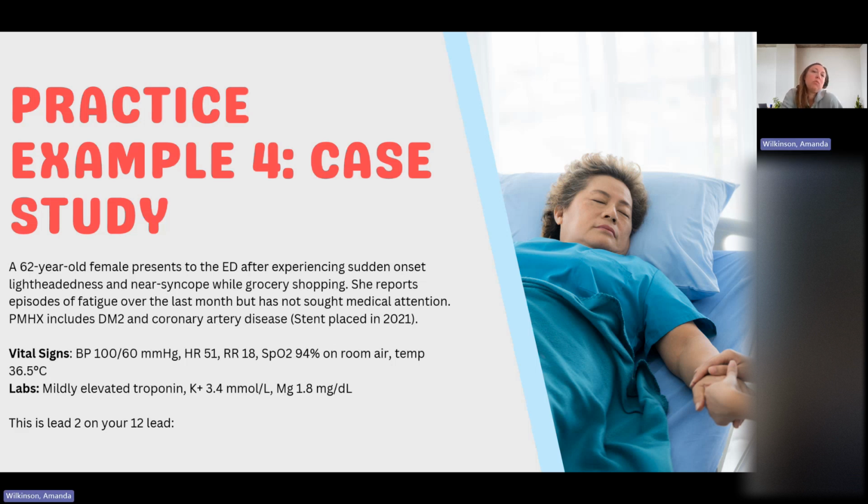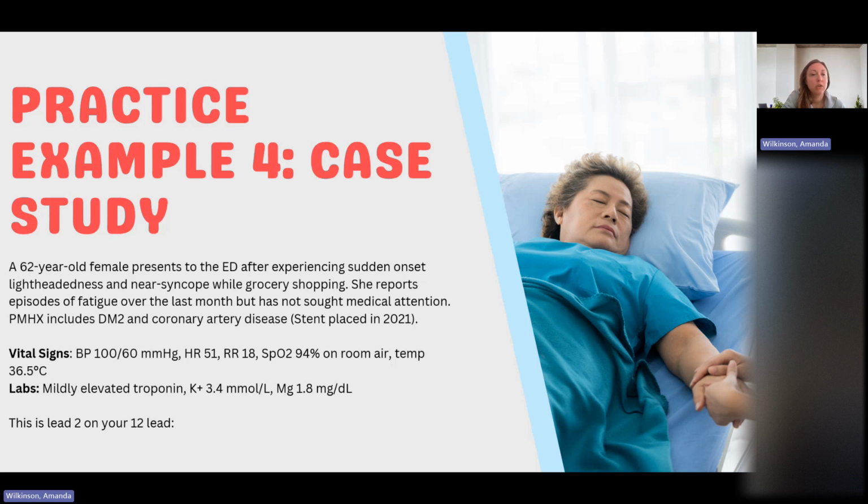All right. So we'll go on to example 4. This is a 62-year-old female presenting to the ED after experiencing sudden onset of lightheadedness and near syncope while grocery shopping. She reports episodes of fatigue over the last month, but has not sought medical attention. Her past medical history includes type 2 diabetes and coronary artery disease, and she had a stent placed in 2021.